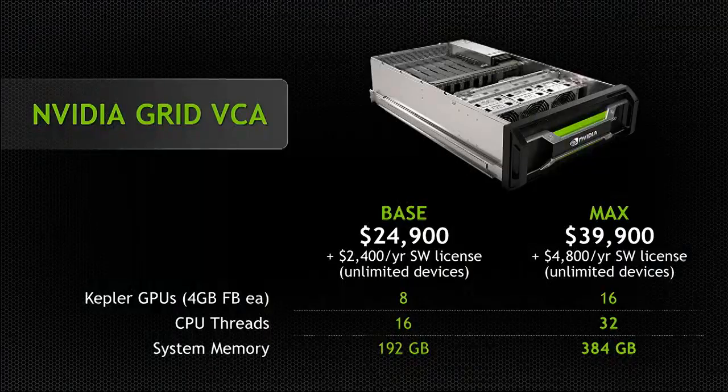You're asking yourself, how much does it cost? Well, ladies and gentlemen, GRID VCA starts at an amazing price of $24,900. $24,900 for a half base pack. That's 8 GPUs total. And then you have a maximum configuration at $39,900, and that's 16 GPUs with 32 threads and the full 384 gigabytes of system memory.